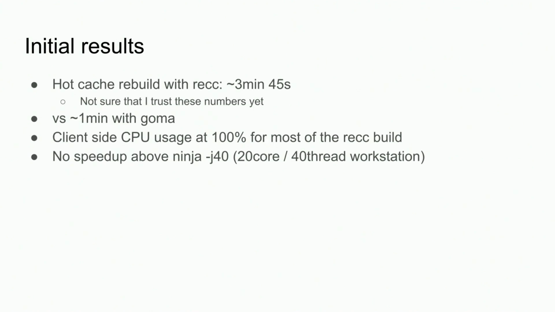A hot cache rebuild with Rec takes a bit under 4 minutes, although this seems a bit high, so I'm not too confident in these numbers just yet, compared to about a minute with Goma. And while we're doing this experiment, the client-side CPU is about 100% on the Rec build, so something seems a bit off here, but I haven't been able to narrow this down yet. And there's no speed up above 1 thread per core on my client, whereas with Ccache you can run hundreds.